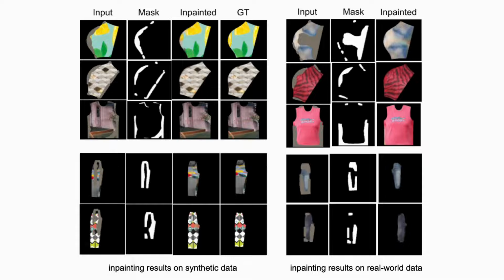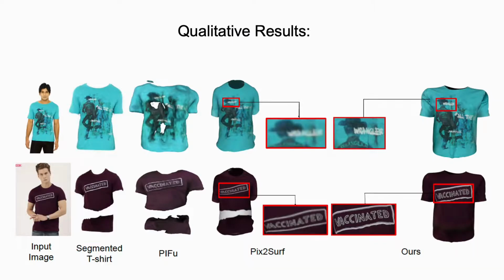We show a few qualitative results of the texture inpainting network on synthetic data and real-world data. We make a qualitative comparison with state-of-the-art methods. As can be seen in the first row, PIFU and Pix2Surf failed to preserve the high-frequency texture details. The bottom row shows that unlike PIFU and Pix2Surf, our method can handle self-occlusions.